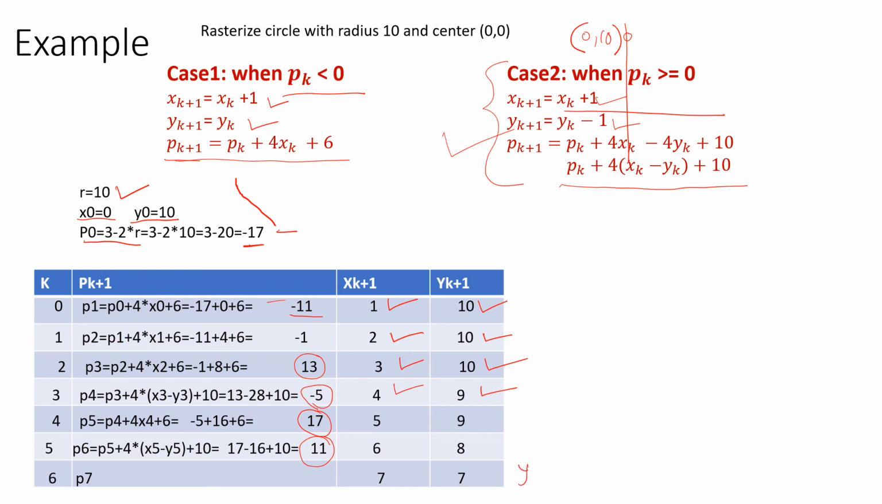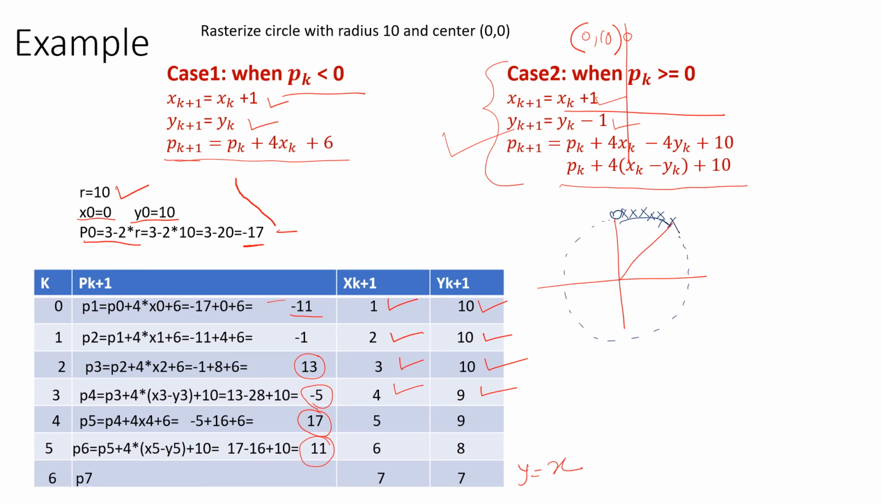Here we find that y and x become the same. In the one octant calculation, we are obtaining points along this path. The first point is 0, 10, then 1, 10, then 2, 10, 3, 10, then we get 4, 9, then 5, 9, 6, 8, and 7, 7. So we obtained the calculation along the one octant, and the rest of the octants are obtained by simply placing the appropriate signs, and we get all the pixels.